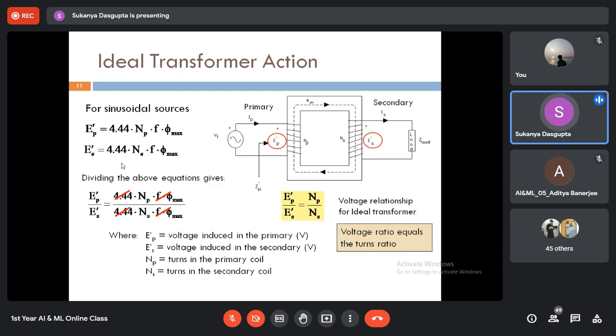Where EP dashed is the voltage induced in the primary in volts, ES dashed is the voltage induced in the secondary in volts, NP is the number of turns in the primary coil, and NS is the number of turns in the secondary coil. NP by NS is also called the turns ratio. That means if NP is higher than NS, what is the relationship between EP dashed and ES dashed? Can anyone tell me?